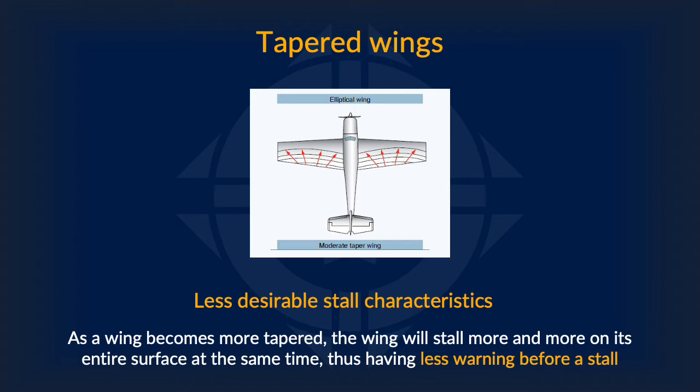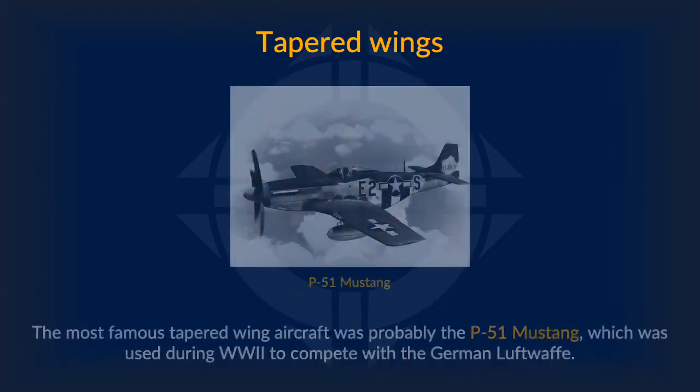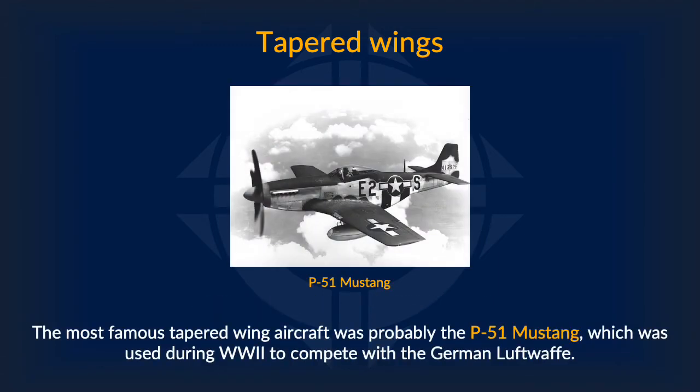Uniform lift distribution means that stalling occurs uniformly throughout the wing at the same time. This means less warning before a stall and can be very dangerous. Tapered wings were famously used for P-51 Mustangs in World War II, which were used and produced by the Allies to compete with the German Luftwaffe.